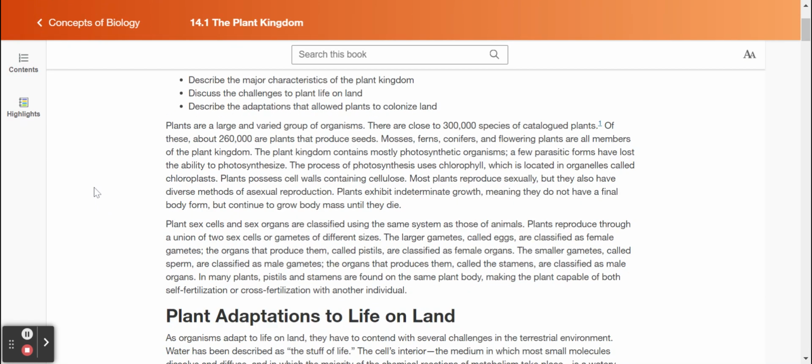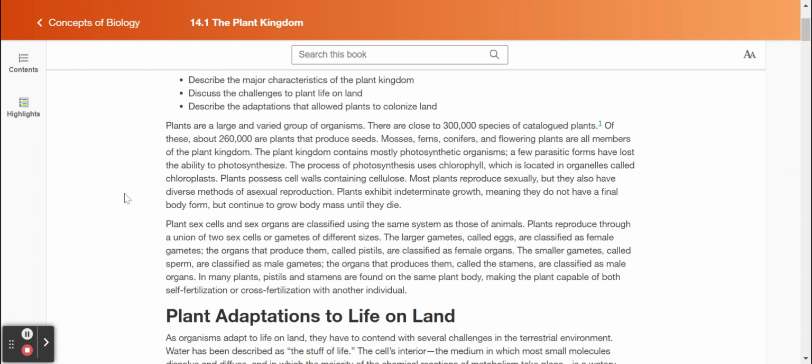Plants are a large and varied group of organisms. There are close to 300,000 species of cataloged plants. Of these, about 260,000 are plants that produce seeds. Mosses, ferns, conifers, and flowering plants are all members of the plant kingdom. The plant kingdom contains mostly photosynthetic organisms. A few parasitic forms have lost the ability to photosynthesize.